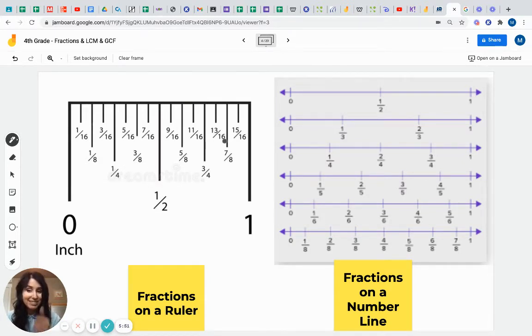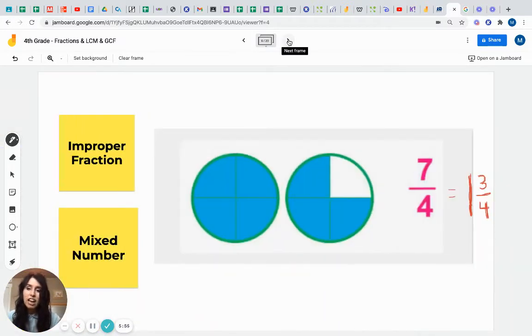So far, so good? I hope so. Well, let's learn some more. Okay, now we're going to review what is an improper fraction versus what is a mixed number. Do you remember? I hope so.